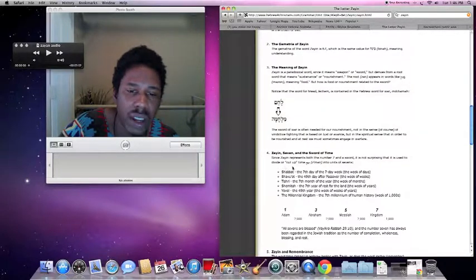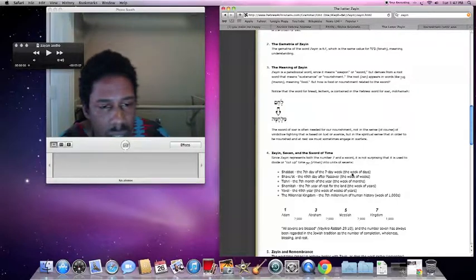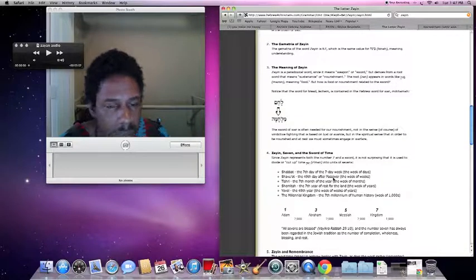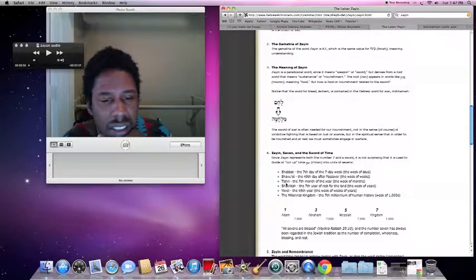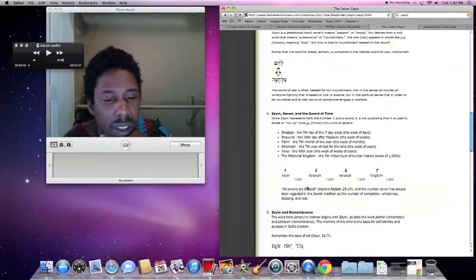Since Zayin represents both the number 7 and a sword, it is not surprising that it is used to divide or cut up time, you know what I'm saying, into 7 units. Shabbat, the 7th day of the 7th week. We got the Passover, and the 49th day after Passover, which is the Pentecost. All right. They got Tishri, the 7th month of the 7th year. You know, different things like that.